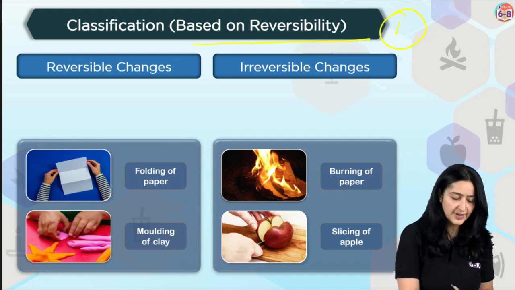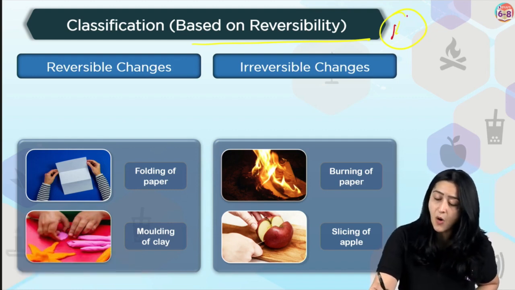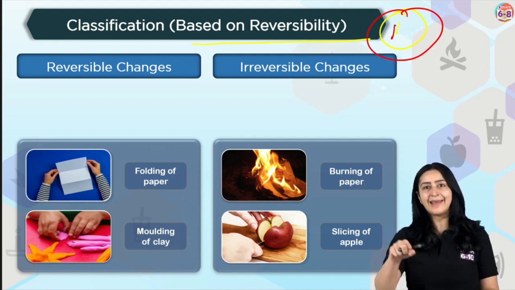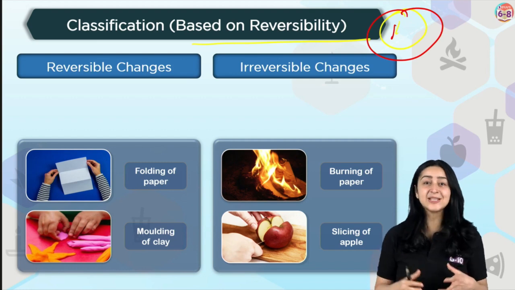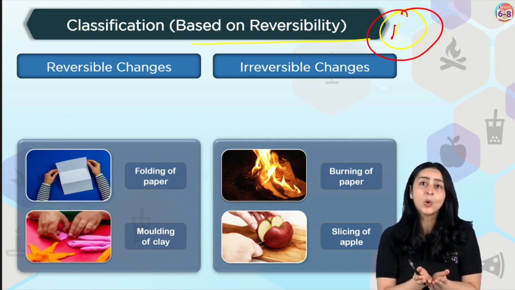Okay, so reversibility, let me change the color of the pen over here for you. What is the meaning of reversibility? Reversibility basically means something that can be reversed, which means you go somewhere and then you reverse back to what it was.